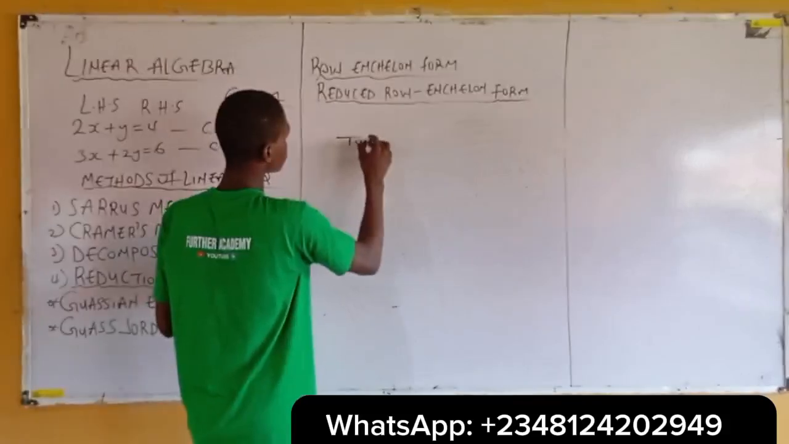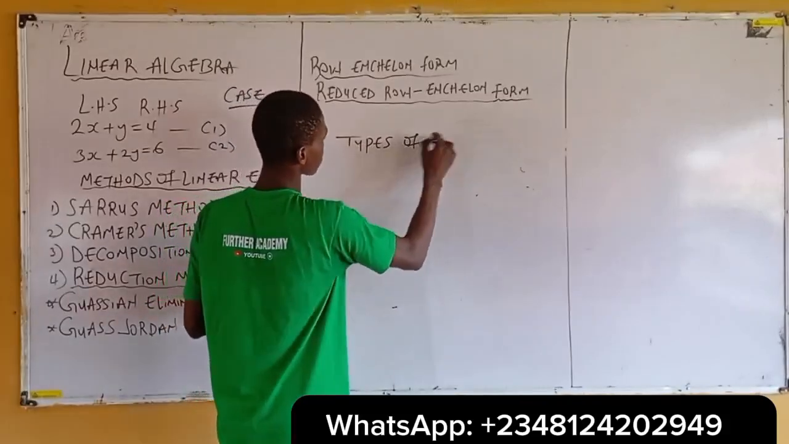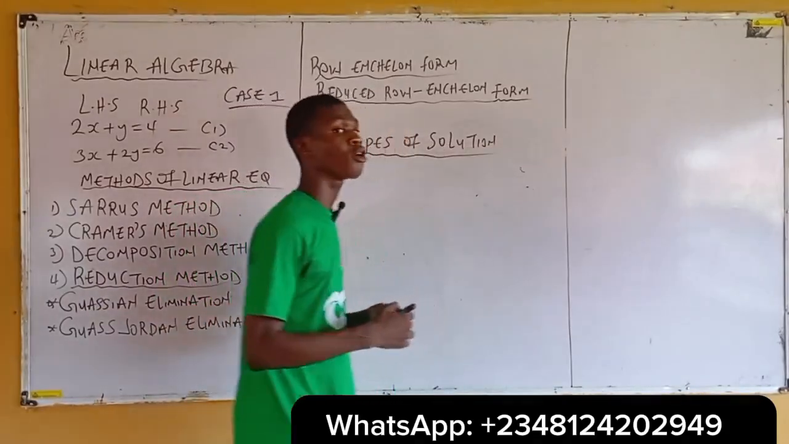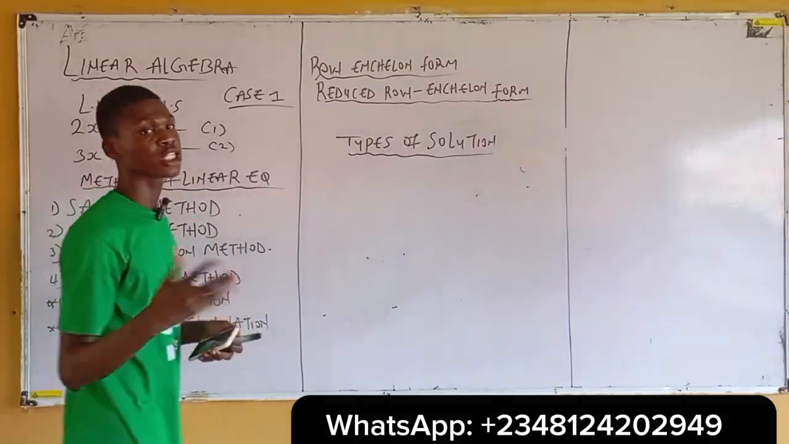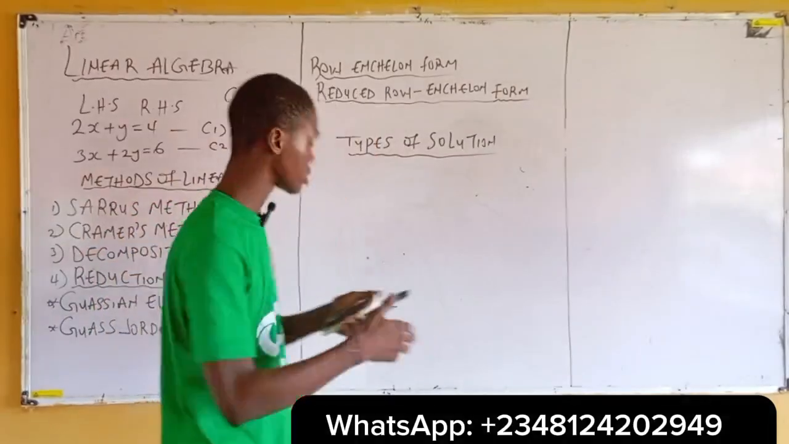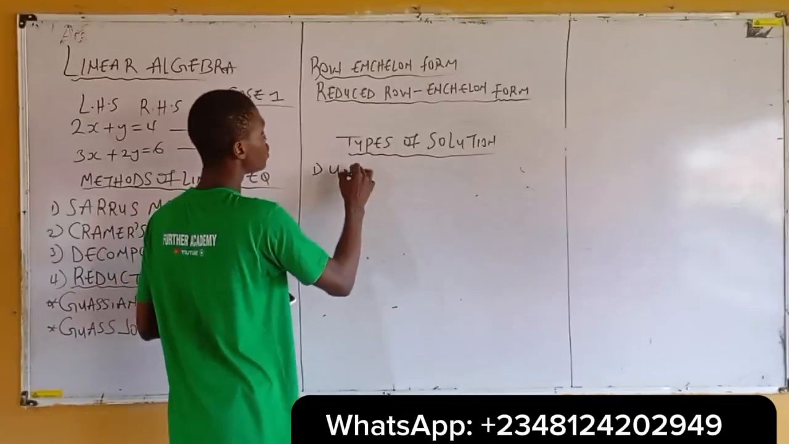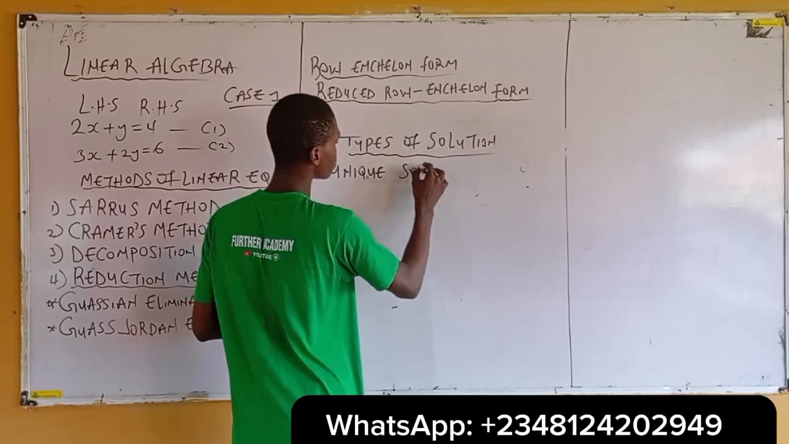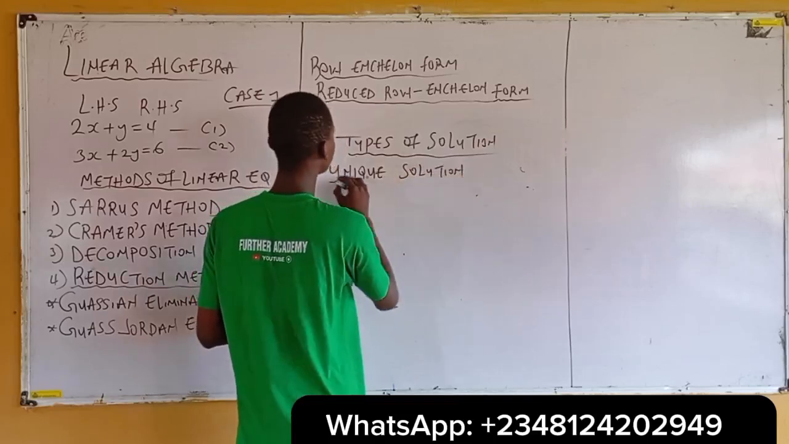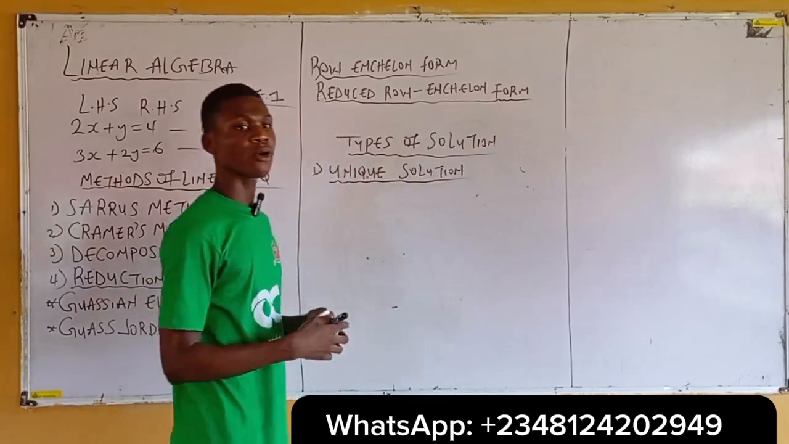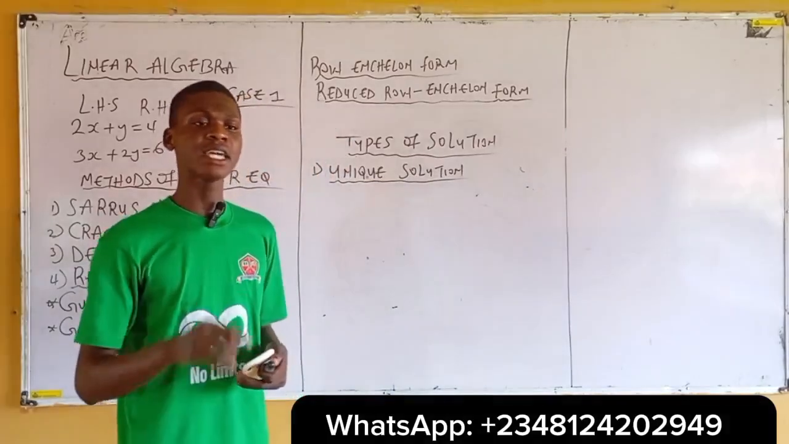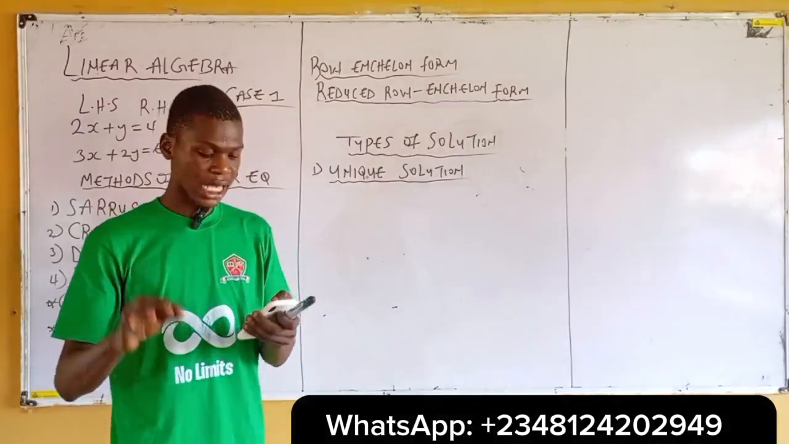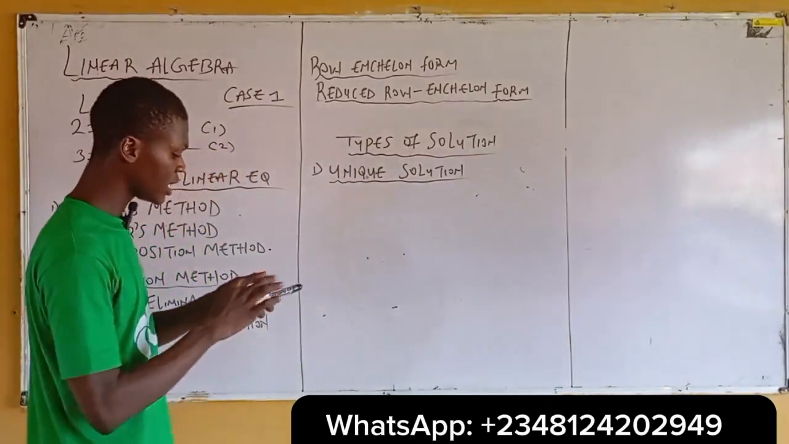Types of solution. With this type of solution, that's when you give your comment on whether your system of linear equations is consistent or inconsistent. So the first one, we have unique solution. And by definition, unique solution is telling us that this is a type of solution that gives a distinct value to the unknown variables, satisfying the linear equation.